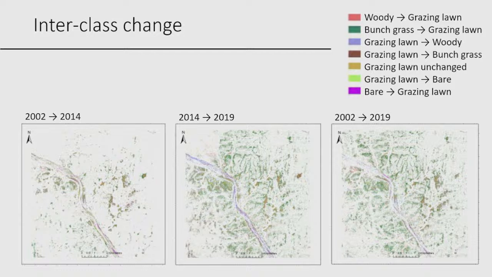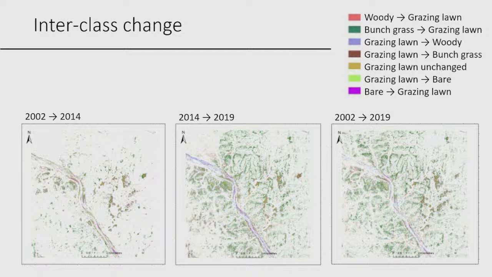In terms of interclass change, I don't know how your eyesight is. Mine is not very good anymore. I can't see what's going on down here, so I'm guessing most things. The colours here are quite subtle. They're very nice, but you might not be able to distinguish between them. There's significant things going on here.